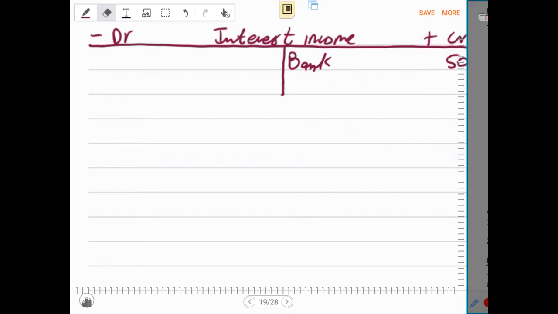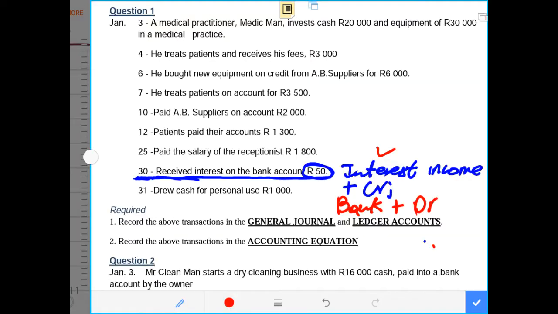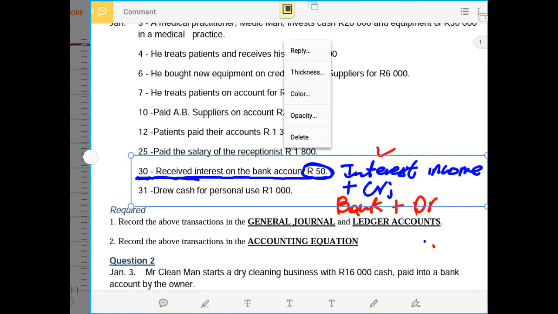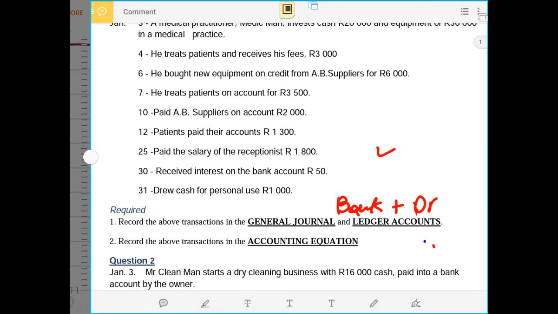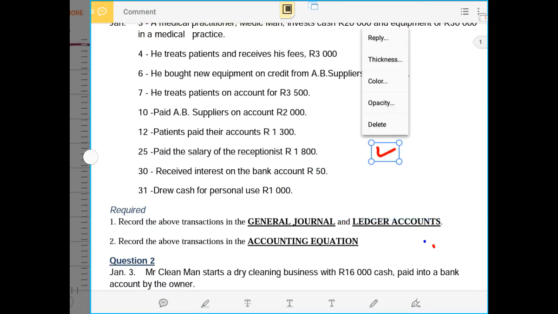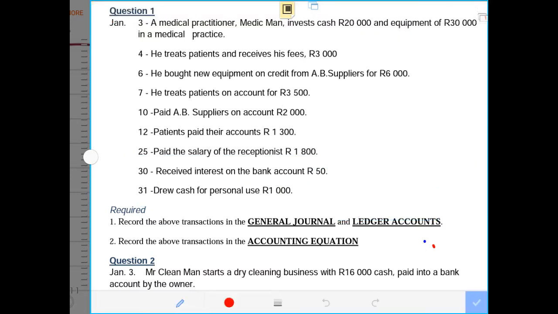Then now we check for the next entry, which is the last entry, where the owner withdrew some money out of the business for personal use, and we know that is called drawings already. On the 31st of the month of January, it says drew cash for personal use, and that will be 1,000 rand. And we know that whenever the owner draws something from the business for personal use, that is called drawings.